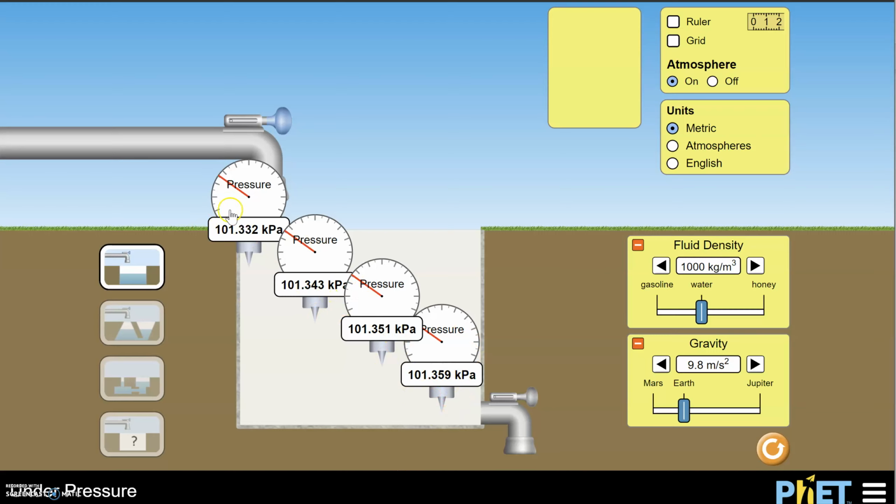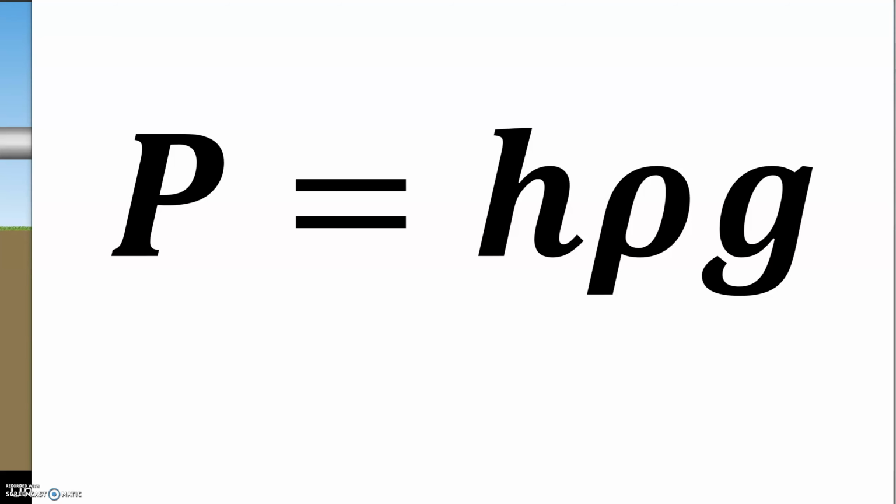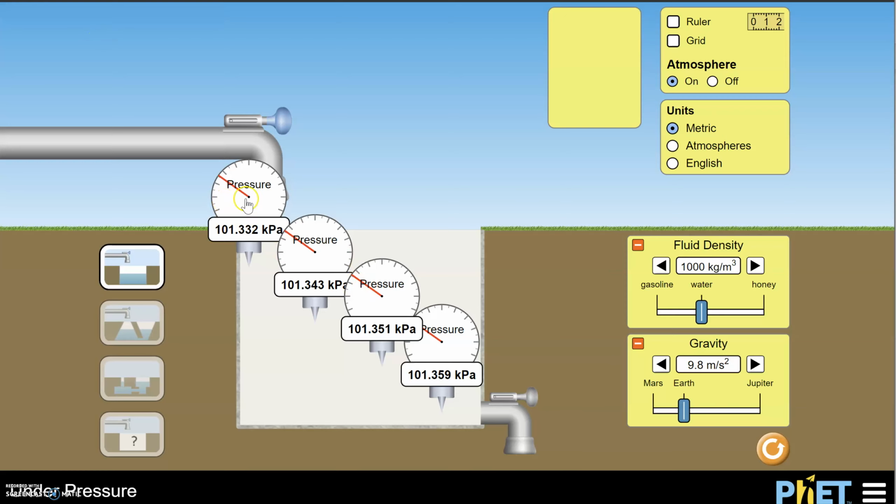So now before we start, can you guess, according to this formula, P equals h rho g, which one will have the highest pressure? Keep in mind that depth is measured from the surface of the water. Alright, let's have a look.